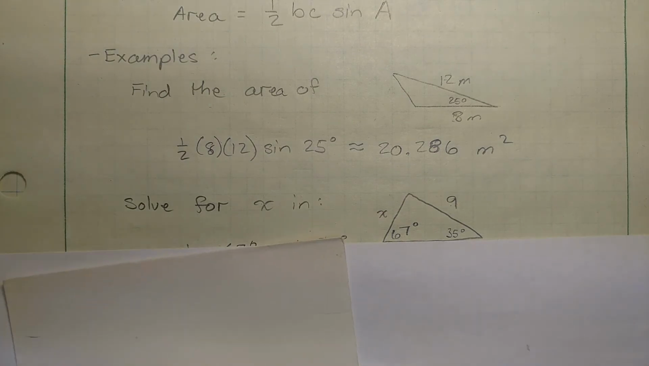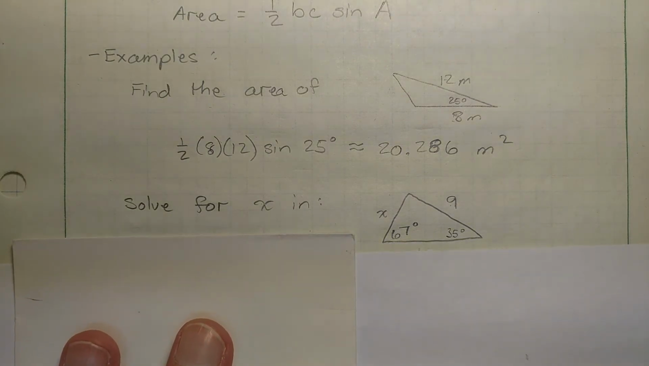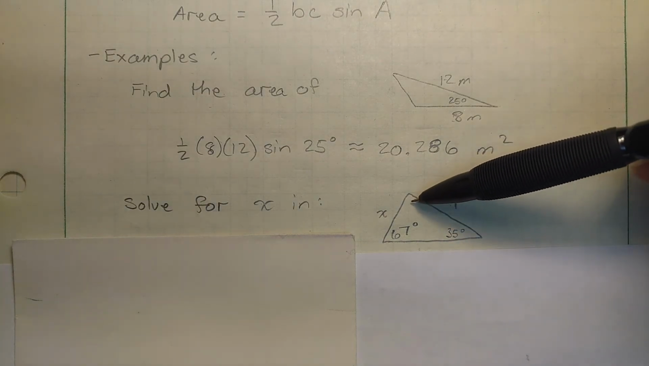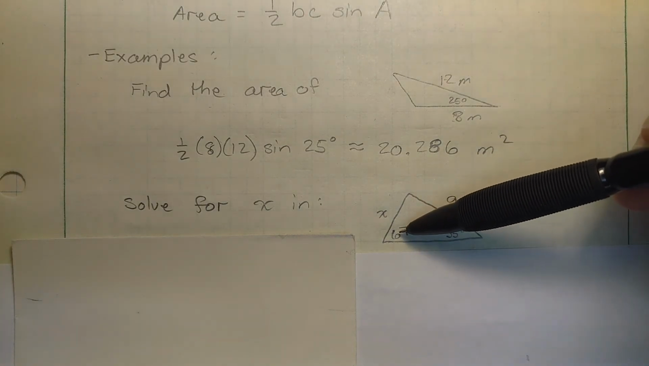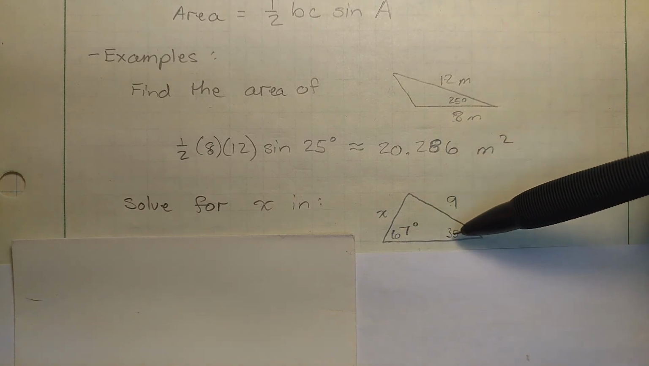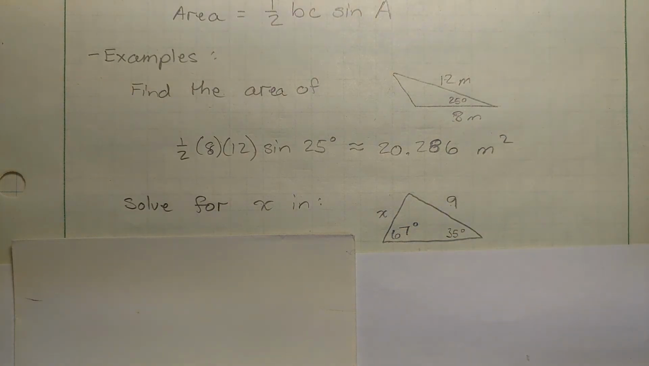In this case here, we have two angles and a side. And notice, if we have two angles, we really have 3 angles, because we can always find the missing angle by taking 180 and subtracting these 2 angles from 180.